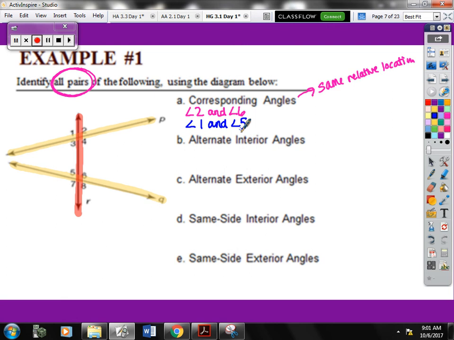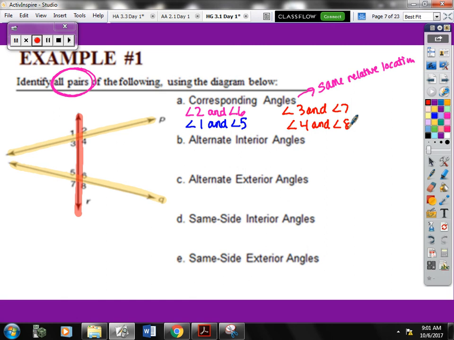Noah? Angles 3 and 7. 3 and 7. And the last one, Luke? Angles 4 and 8. 4 and 8. Very good. Next type, and that's all of them.